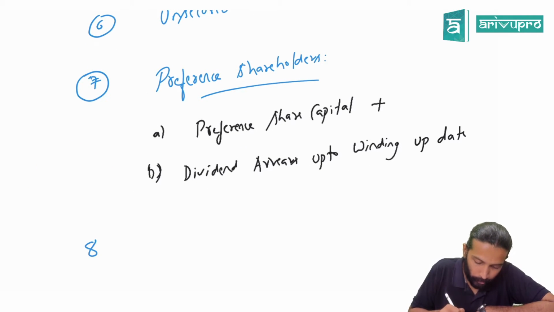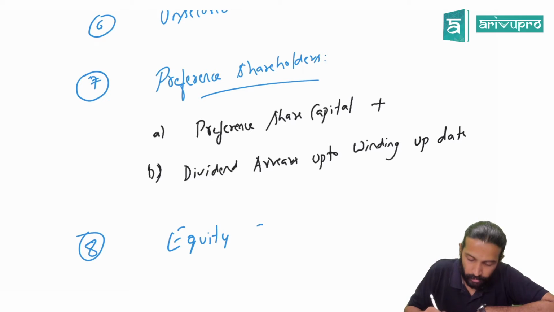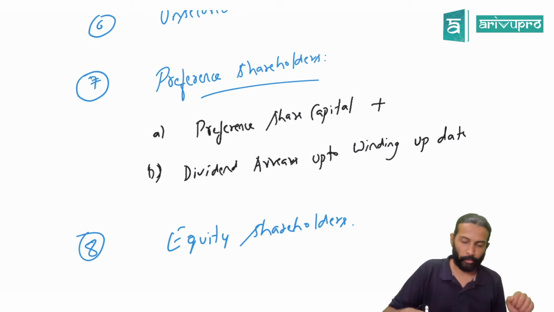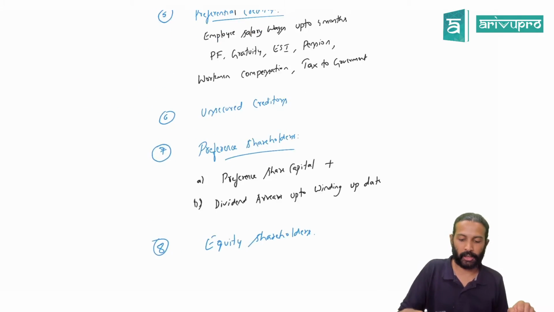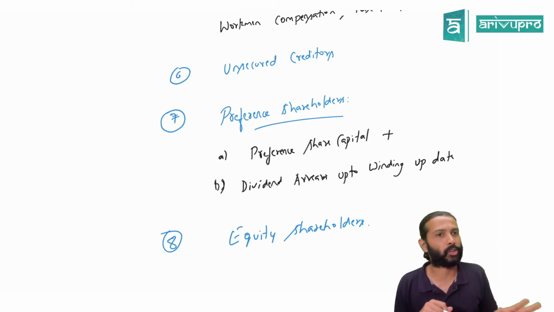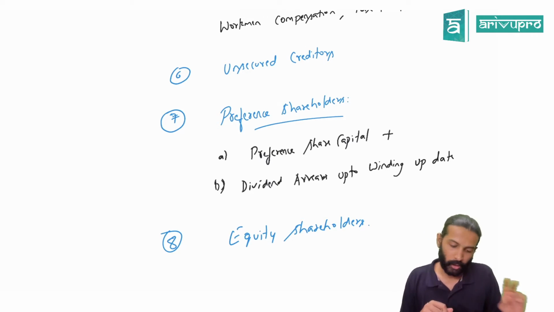Lastly, after paying preference shareholders, if any money remains, you will give it to whom? Equity shareholders. This is the order of payment. Always use this as a reference. Okay, now there is one side of the problem where we have to follow this order. We'll come to that here.